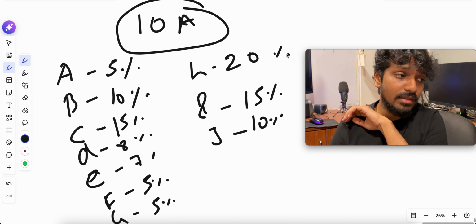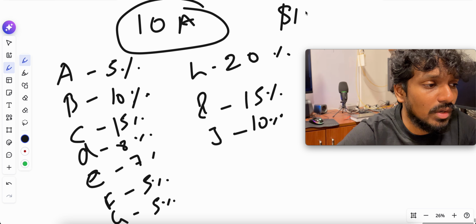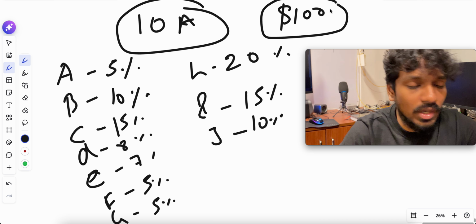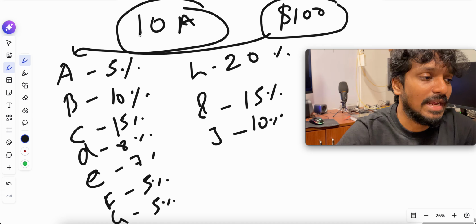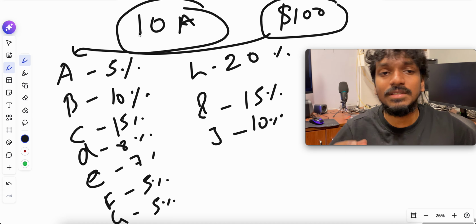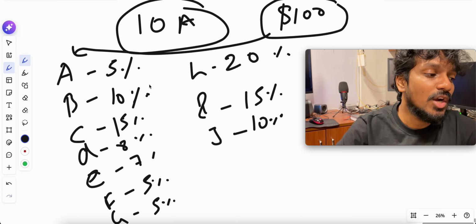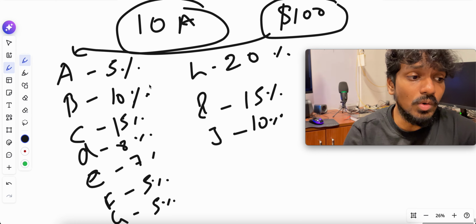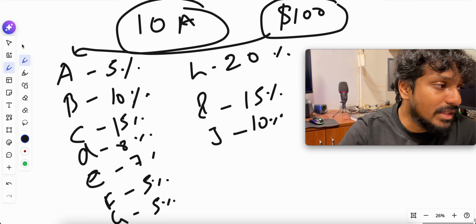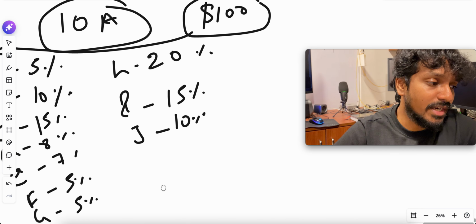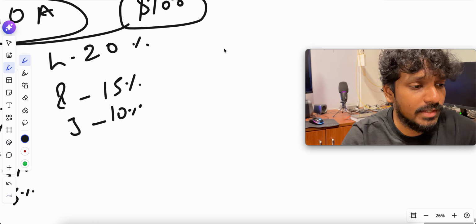What I've done is I allocated my $100. Here I keep $100. With this $100, I allocated for each asset. I split my $100 into 5%, 10%, 15%, 8%, 7%, 5%, 20%, 15%, 10% across the assets. I analyzed the assets previously, and based on this I allocated this. With this, I'm going to give a return. For example, let's make an assumption.